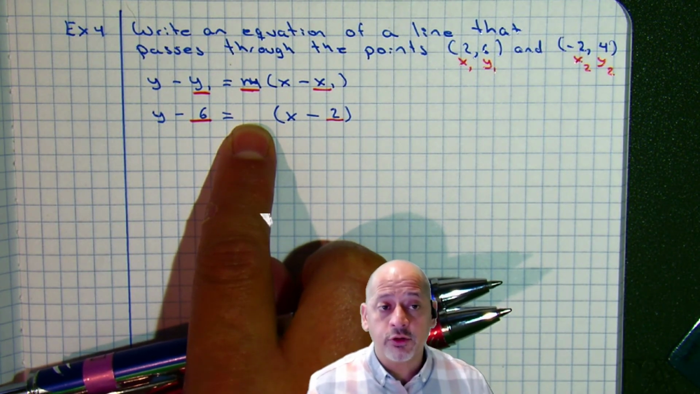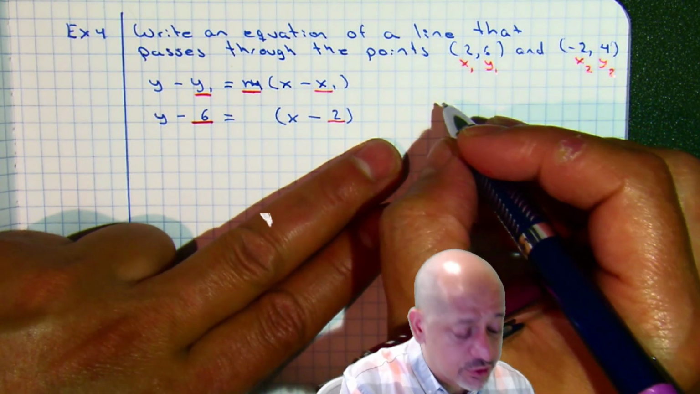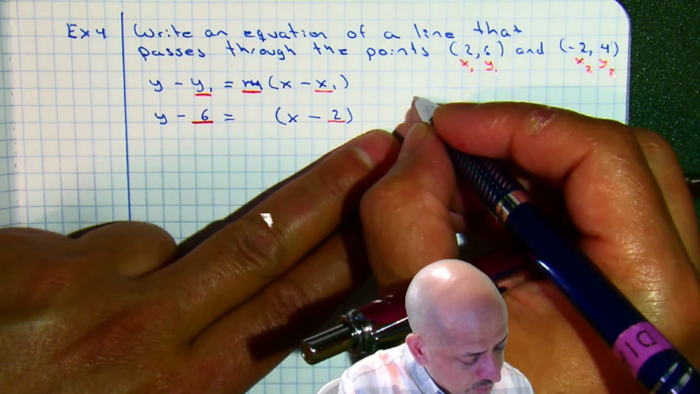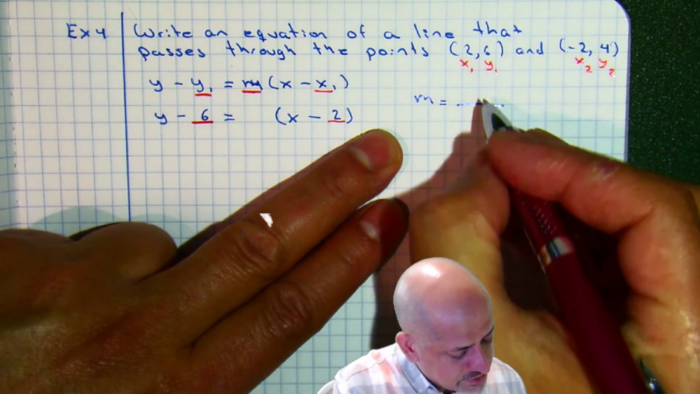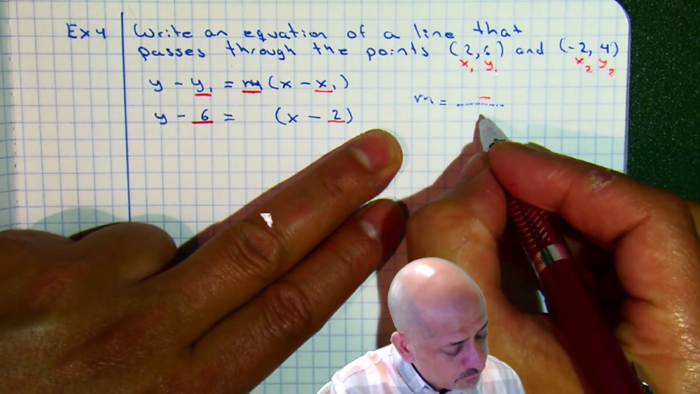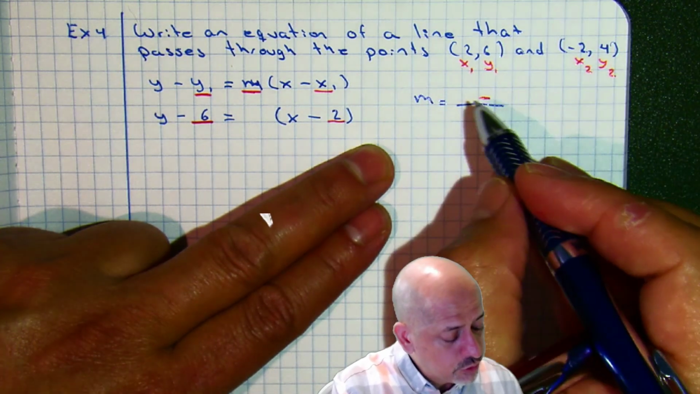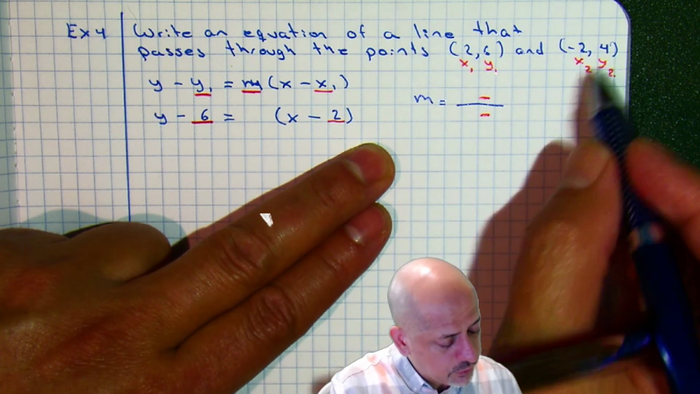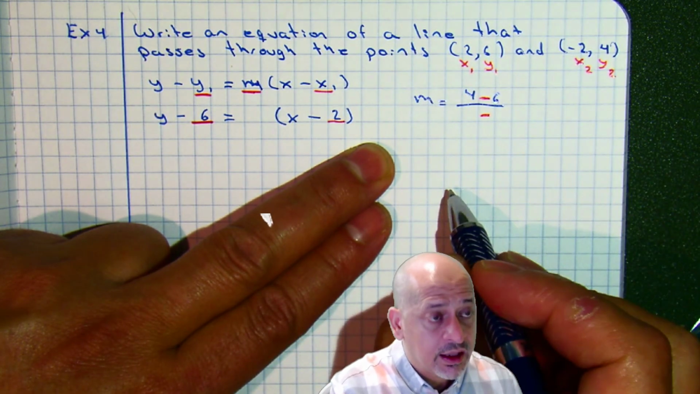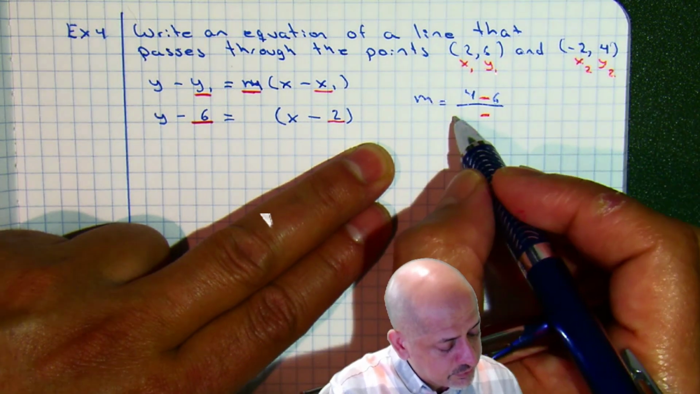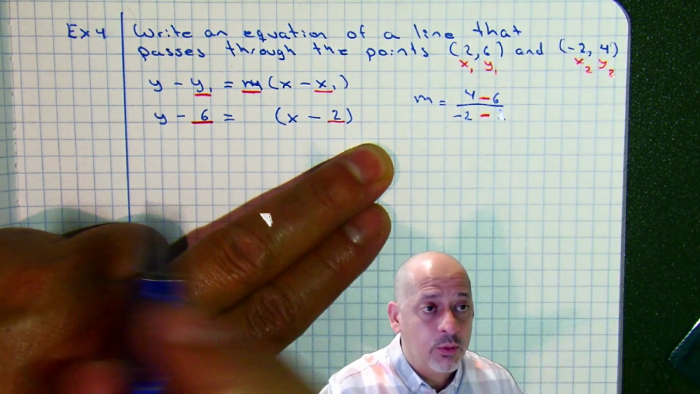So the only thing that we're missing is our slope. But we know how to find our slope, right? We did that before. Do you remember the formula for the slope? Correct. Your slope is the difference of the y's over the difference of your x's. So we're going to do y2, which is 4, minus y1, which is 6, over x2, which is -2, minus x1, which is 2. And now we can simplify.